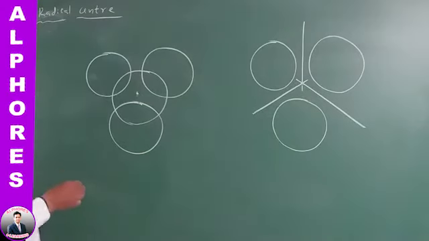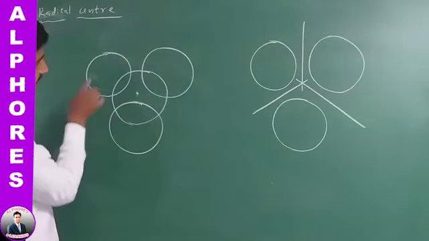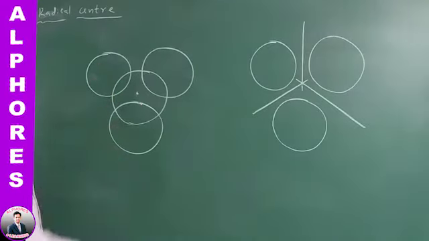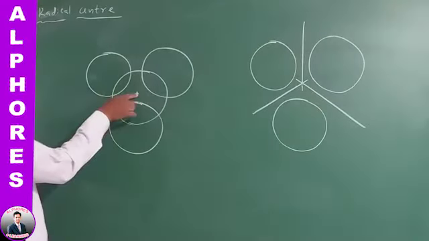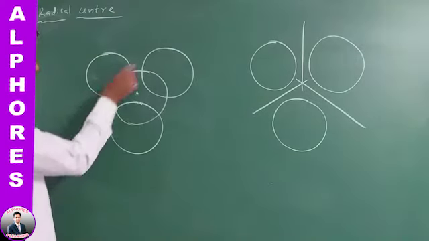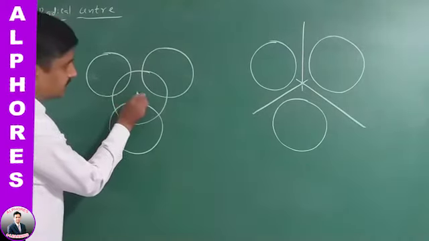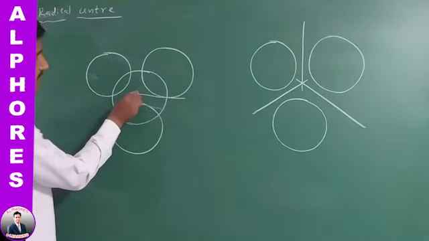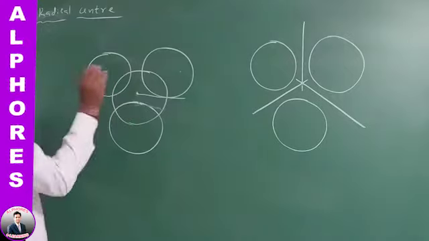Now the radius. The radius of this circle is the length of the tangent from the radical center to any of the three circles. Suppose this point is the radical center.